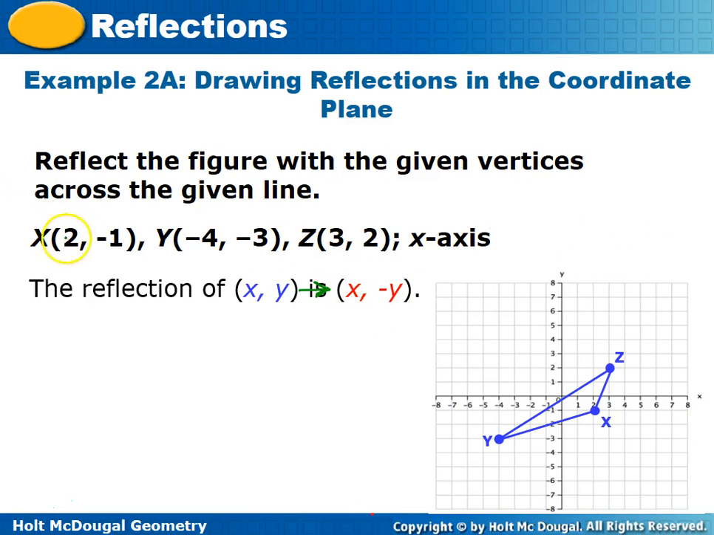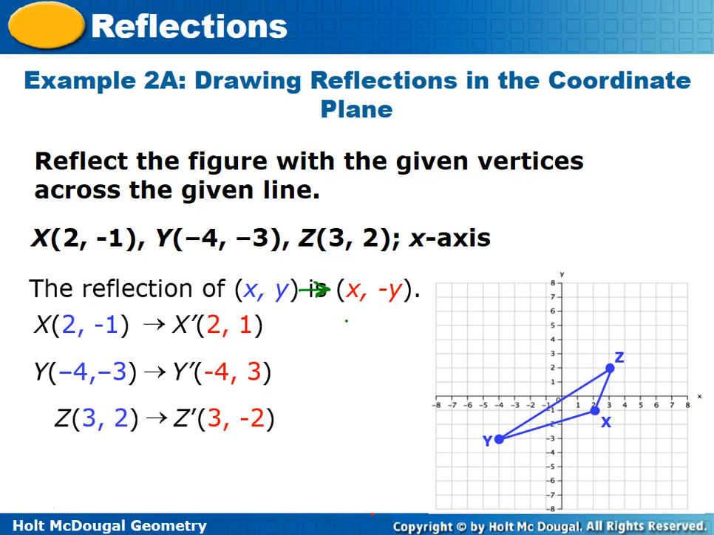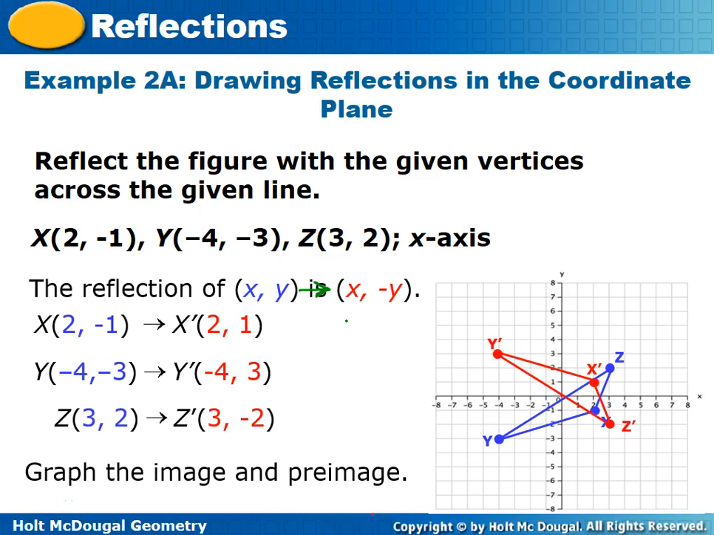So that basically means we're leaving all our x values the same, but we're going to change the sign of all our y values. So that would make this 2, positive 1, negative 4, positive 3, 3, negative 2. And then we're going to plot those points. And when we plot those points, you should see that these are the reflections, and we're also going to designate them with our prime. So we're going to have x prime, y prime, z prime.